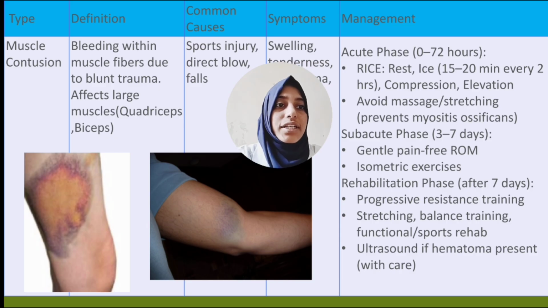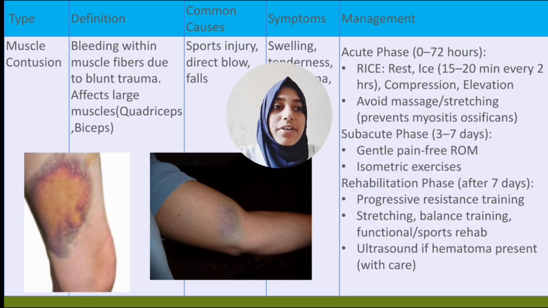Management. During the acute phase, 0 to 72 hours, within the 3 days, we can give the RICE protocol: rest, icing 15 to 20 minutes every 2 hours, compression and elevation. Avoid massage and stretching, which prevents myositis ossificans.